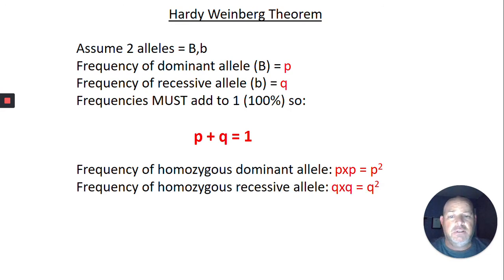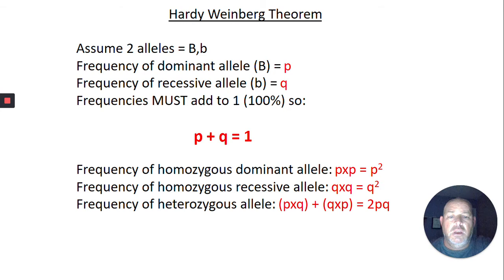Likewise, homozygous recessive would be Q squared, right? Because you have two Qs, so you're now Q squared. If you're heterozygous, remember heterozygous is having one of each, but you could get the P from mom and the Q from dad, or vice versa. And so there's two ways to be P and Q. So we call that 2PQ because there's two ways to be that.